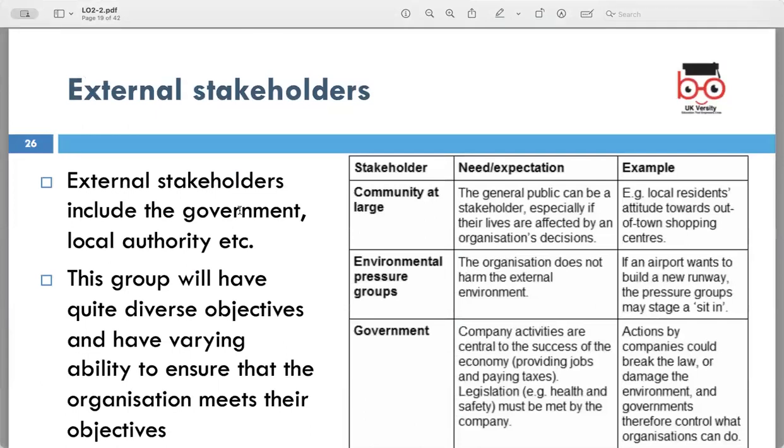External stakeholders. Examples of external stakeholders include the government, municipal authorities, and others. The group in question will possess a wide range of aims and their capacity to guarantee that the organizations achieve those objectives will vary among them.